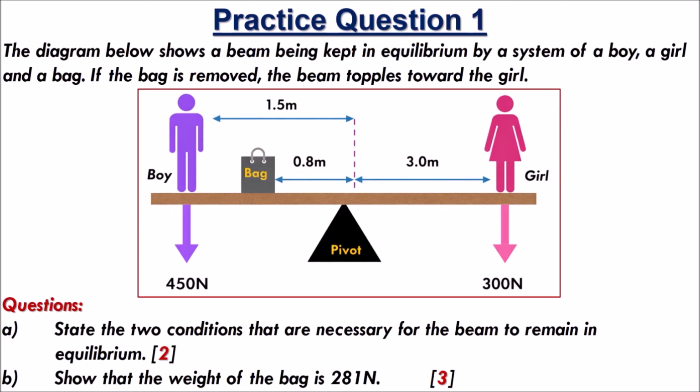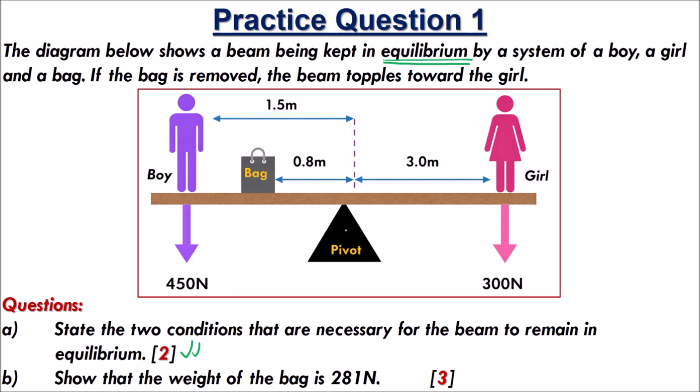Here is a practice question for you. The diagram below shows a beam being kept in equilibrium. The moment they just say kept in equilibrium, they are giving us the passport to using the principle of moments, by a system of a boy, a girl, and a bag. If the bag is removed, the beam topples towards the girl. State two conditions that are necessary for the beam to remain in equilibrium. Very important question which is frequently asked in exams.